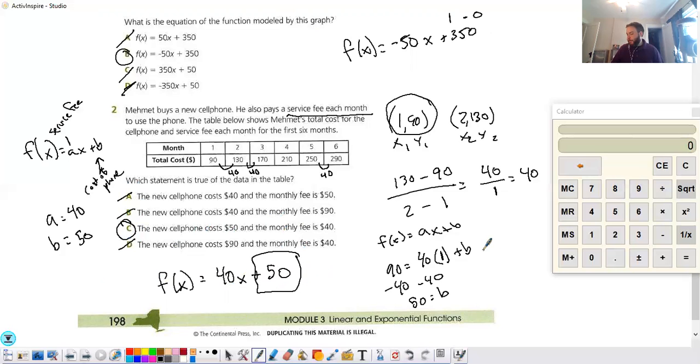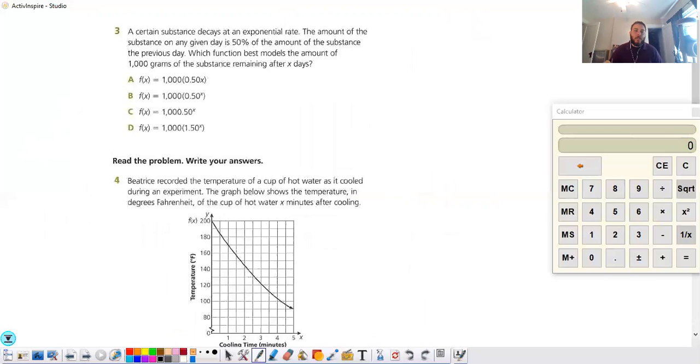All right, so now let's go on to the next one, question 3. So question 3, we finally get into writing a different type of function here. Number 3 says a certain substance decays at an exponential rate. We know it's an exponential function, so this is going to be f of x equals a times b to the x. The amount of the substance on any given day is 50% of the amount of the substance on the previous day.